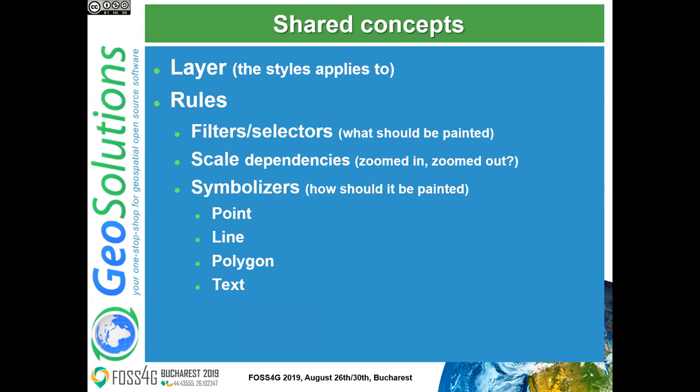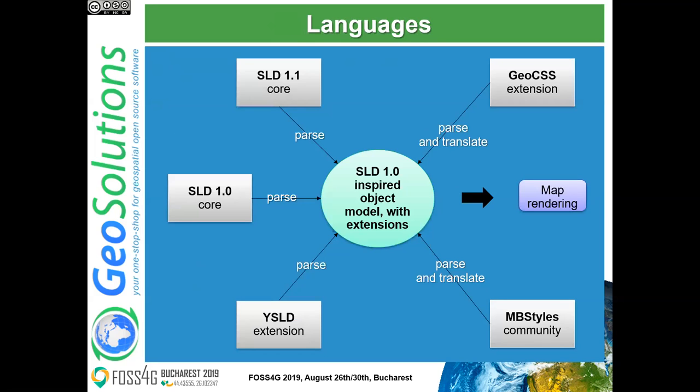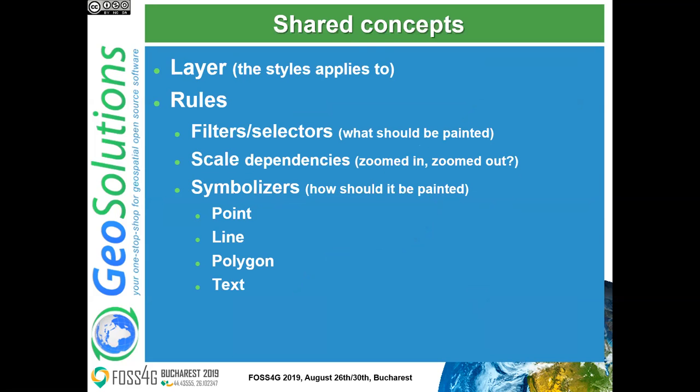All these style languages, of course, share common concepts. Otherwise, it would not be possible to translate into a single object model. There is the notion of layer, there is the notion of rules, there are filters and selectors to select which rules apply to which feature. We have scale dependencies, we have symbolizers to decide how to depict a particular feature as a point, as a line, or as a polygon, or as a label.